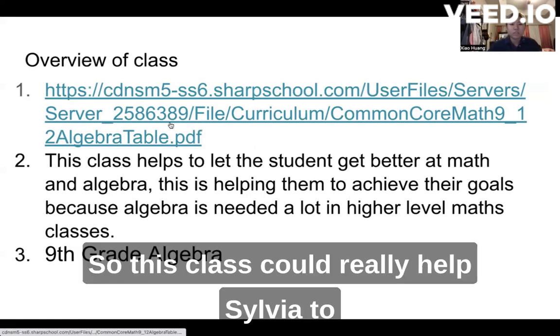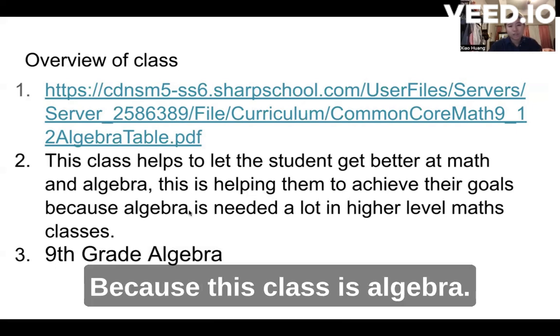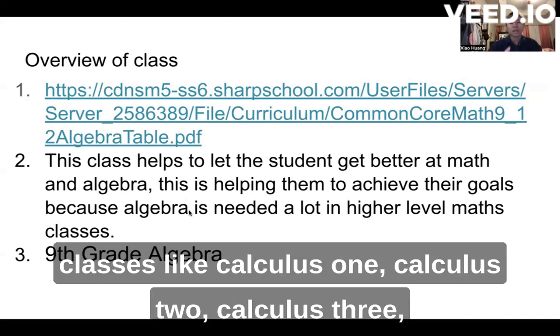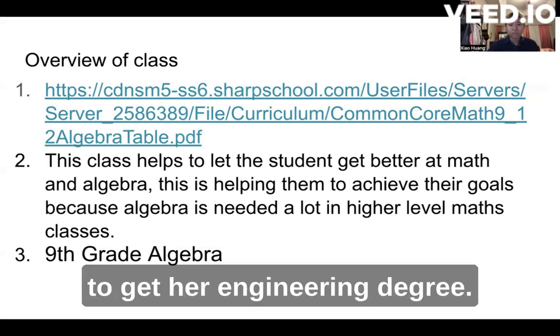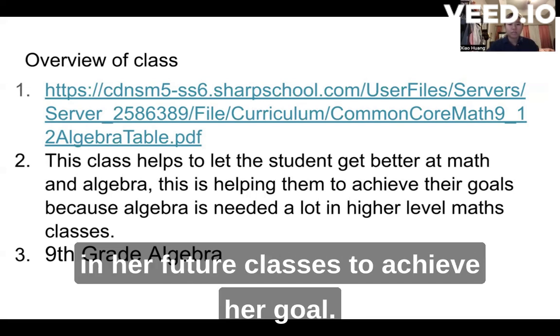So this class could really help Sylvia achieve her goal to become an engineer, because this class is algebra. Algebra will be needed in higher level math classes like Calculus 1, Calculus 2, and Calculus 3, which she will need to take in order to get her engineering degree. So doing well in this class will help her in her future classes to achieve her goal.